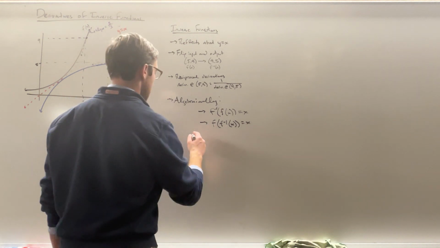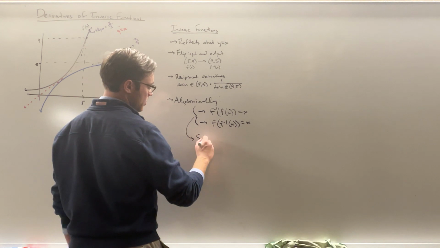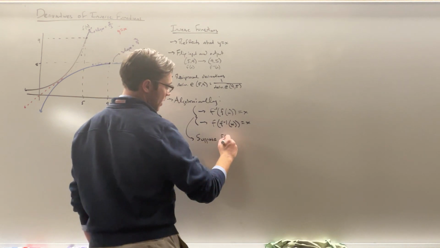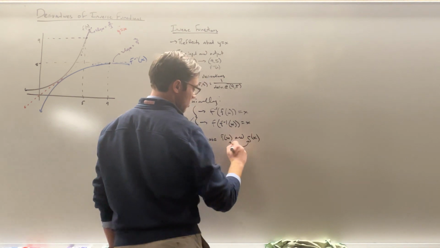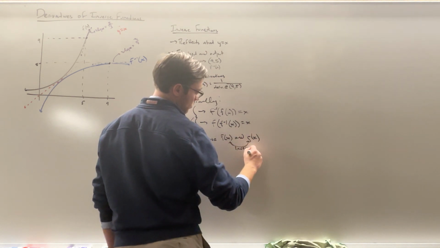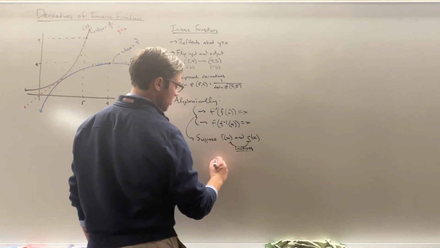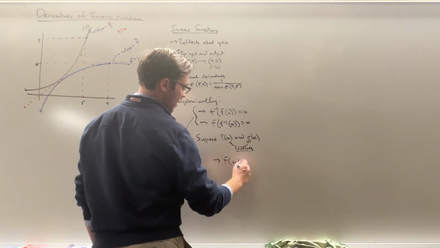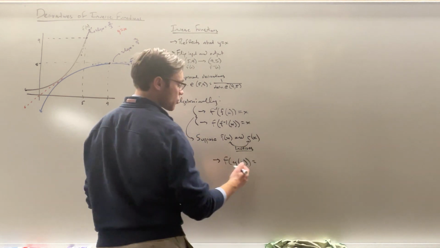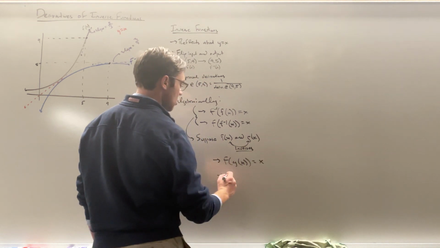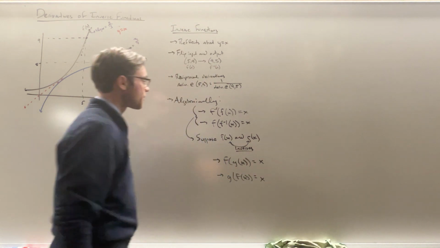And now, on top of this, suppose f of x and g of x are inverses of each other. Well, then this should yield the same result. It should yield f of g of x equals x. If they're inverses of each other, then applying the g function and then applying the inverse of that function should arrive us back at x. And also g of f of x should also yield x.